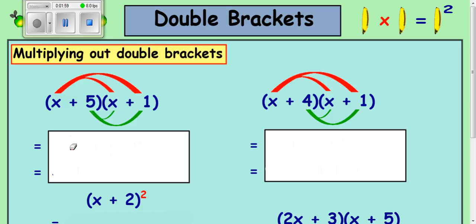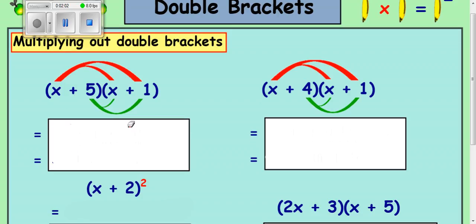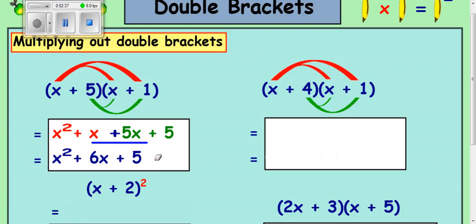Okay, let's look at some more examples here. All pluses, so we'll keep it simple in the first lesson. So let's start with the x again. x times x makes x squared. Then x times 1 makes x. Then move on to the 5, do the 5 times the x, and that's 5x. And then the 5 times the 1 to finish off, which is 5. Again, the x squared can't do anything, you can't add other x squareds to it because there's none there, but you can collect up this middle bit. We've got x and 5x, and that makes 6x, and then a plus 5 at the end.